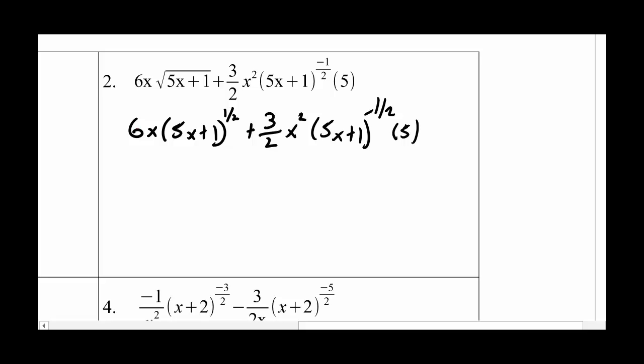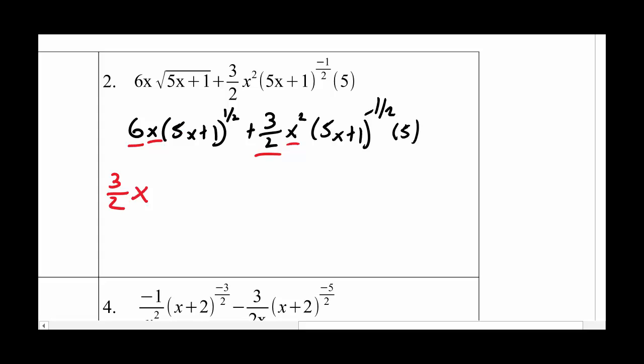And let's see, 6, and I got a 6, and I got a 3/2. Well, I know I can at least take a half out, and I know 3 goes into 6, so I can take a 3/2 out of both terms. Let me look at the x's. I see an x and an x squared, so I can take an x out of both.